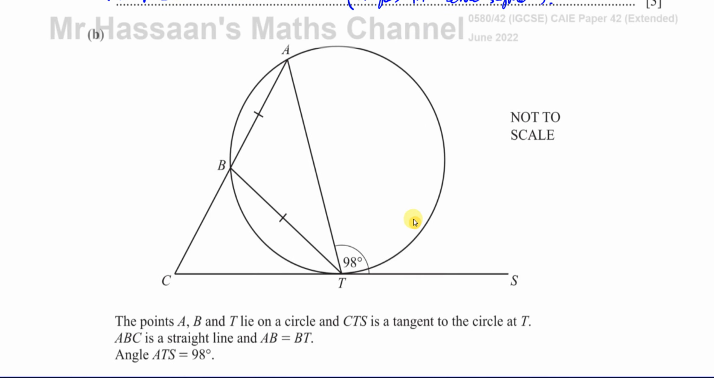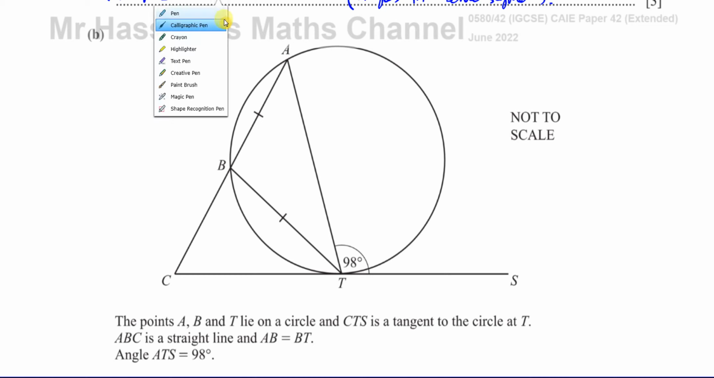Now for 2B, which was a question that was actually asked. Now it says the points A, B, and T lie on a circle, and CTS is a tangent to the circle. This is the tangent to the circle. So it touches the circle at T, it doesn't pass through it. And angle ATS is 98 degrees. Okay, and the straight lines, and AB is equal to BT. So they have an isosceles triangle.